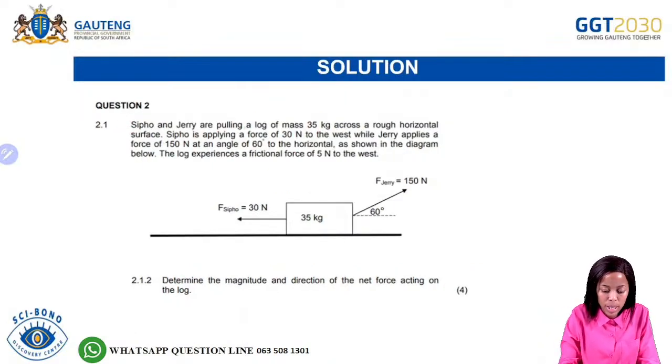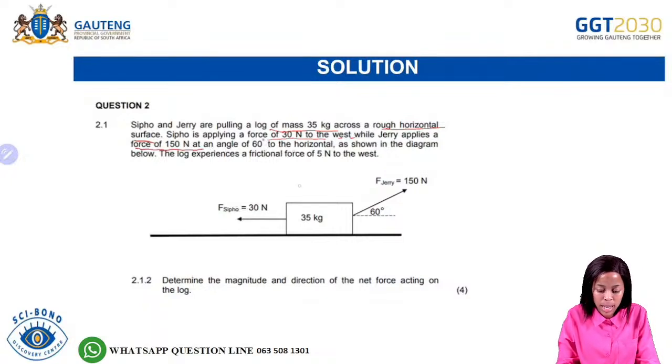So it was saying Sipho and Jerry are pulling a log of mass 35 kilograms on a rough horizontal surface. Sipho is applying a force of 30 Newton to the west. So the west is in which direction? To the left. While Jerry applies a force of 150 Newton at an angle of 60 degrees to the horizontal. So we can see that Jerry is applying a force in which direction? To the right hand side.